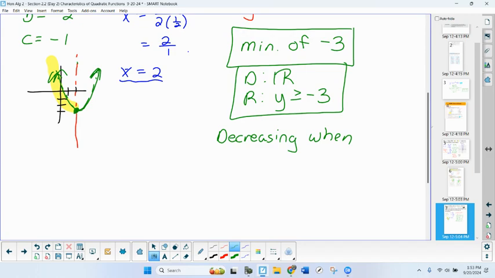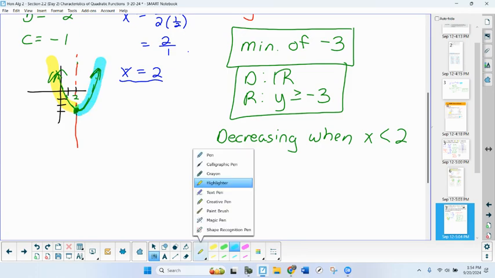when x is what? X is, well, what is x? So when it's values of x that are what? Less than 2. Now, not equal to 2, because right at 2, it's switching from increasing to decreasing. It's neutral at 2. So as I go from left to right, I'm walking downhill until I get to 2. So I'm decreasing for values of x that are less than 2. Once I get to 2, what do I start doing? Walking uphill.